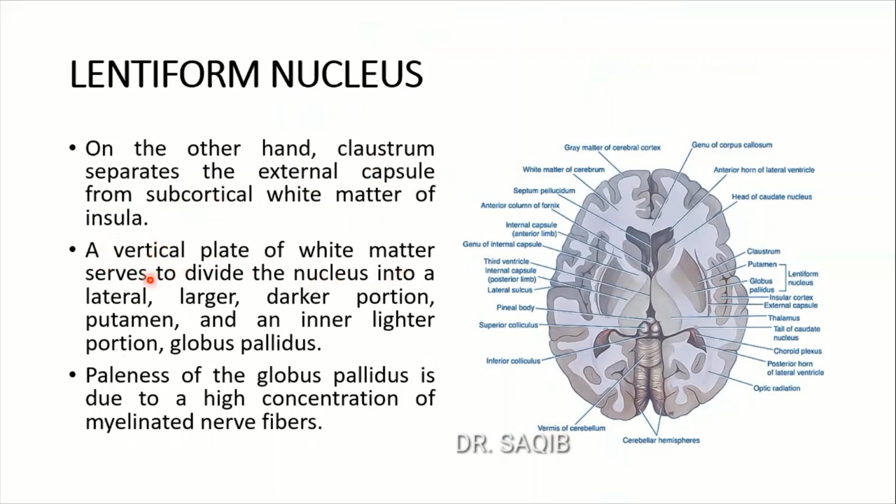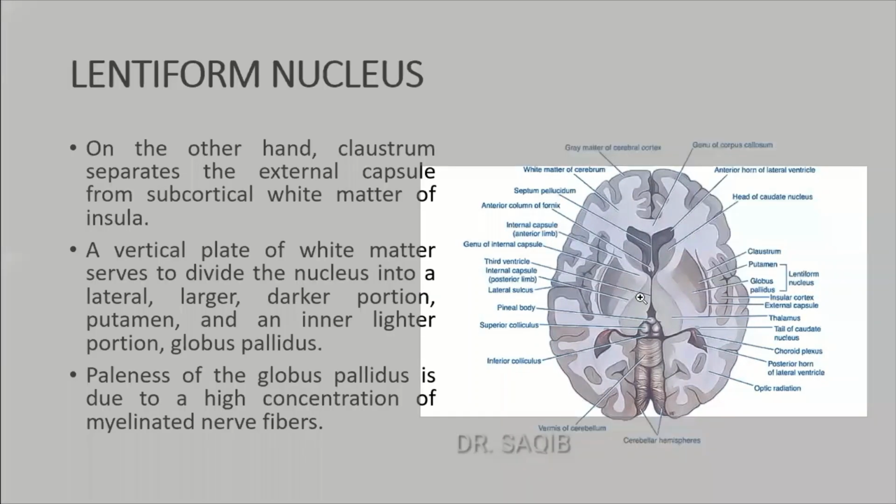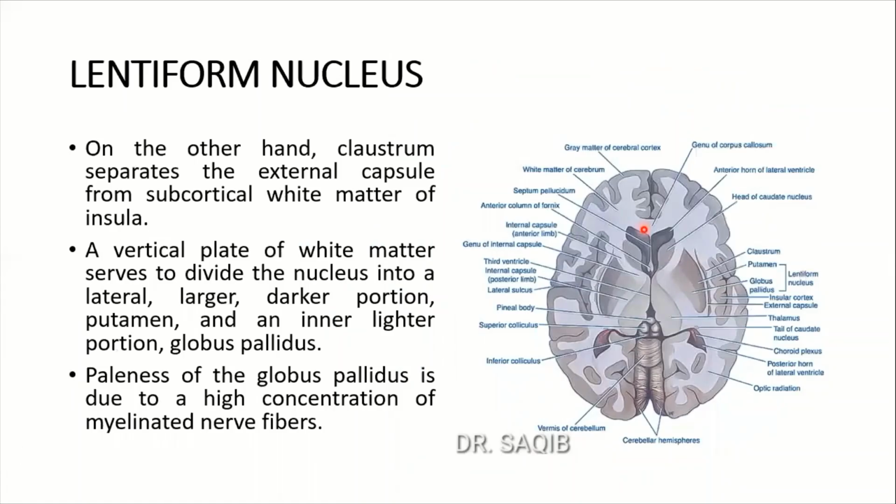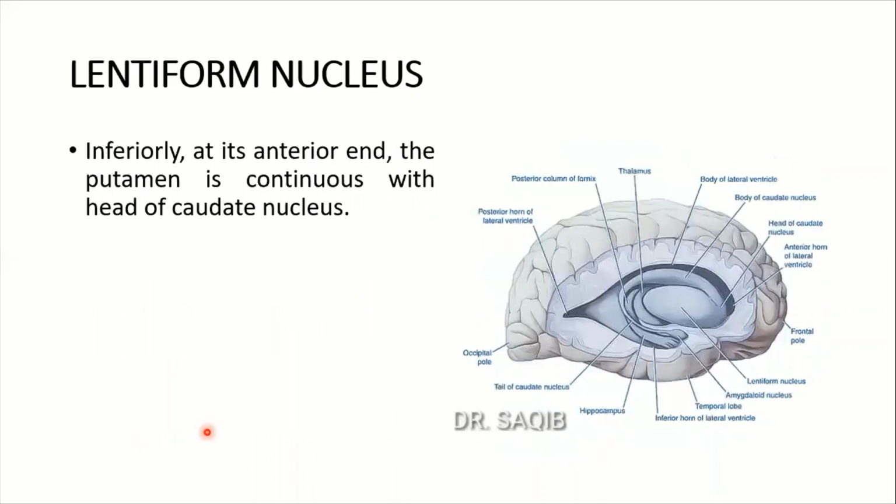A vertical plate of white matter serves to divide the nucleus into a lateral, larger, darker portion, the putamen, and an inner, lighter portion, the globus pallidus. Again, this is your lentiform nucleus. This is the outer portion, putamen, and the inner portion, globus pallidus. Globus pallidus is pale. The paleness of the globus pallidus is due to a high concentration of myelinated nerve fibers.